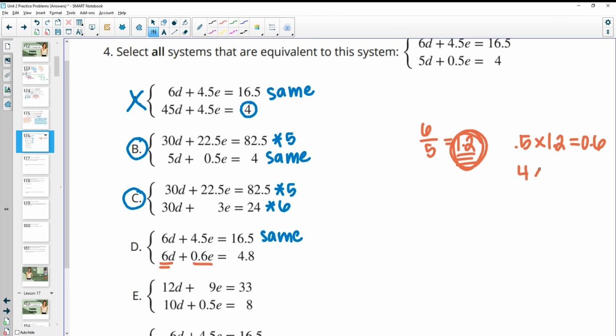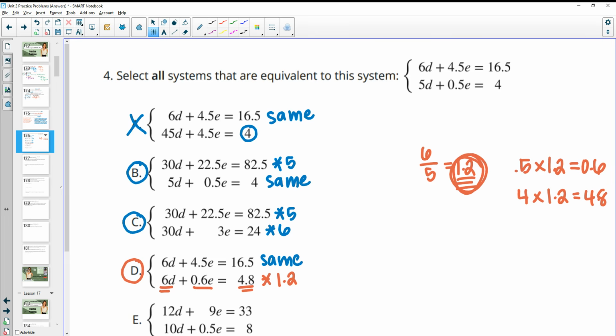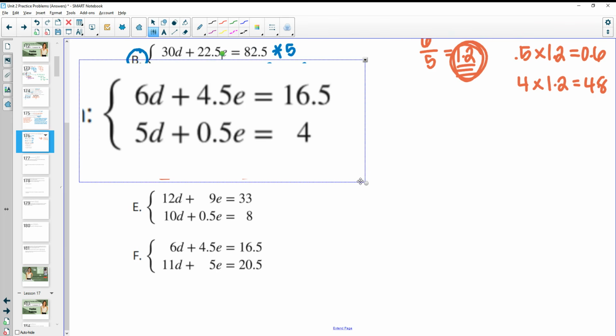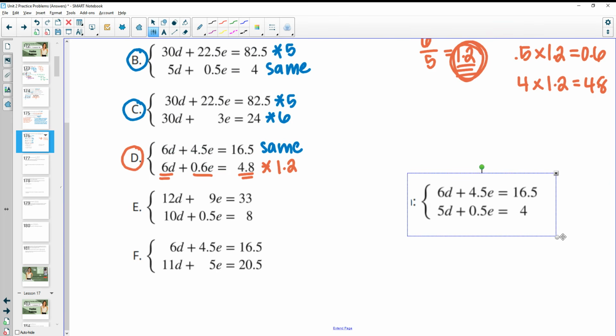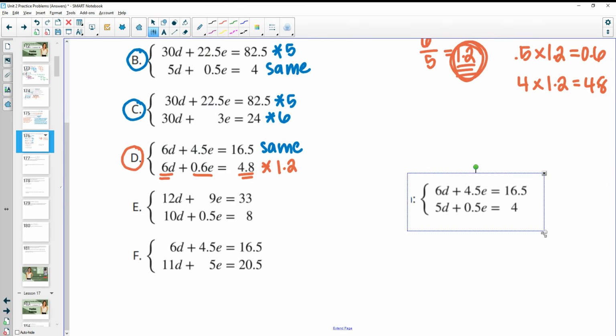And if we take 4 times 1.2, we get 4.8, which is here. So they just multiplied everything by 1.2 for this one. So this one is equivalent as well. And then let me move this equation down here so that we can see it as we finish for parts E and F.